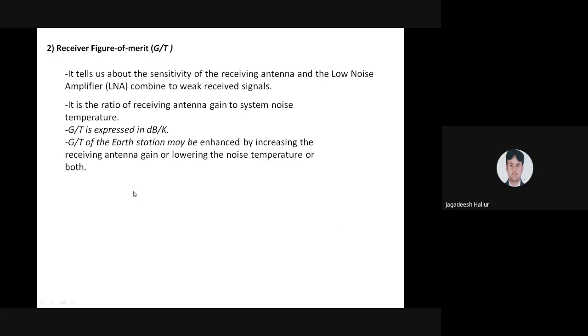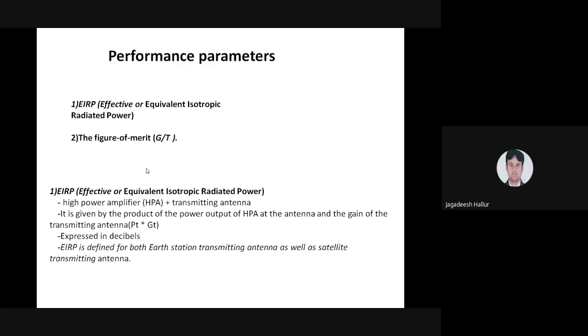Similarly, the gain to noise temperature ratio may be enhanced by increasing the receiving antenna gain or lowering the noise temperature, or both. These two parameters are very important while designing the earth station. While designing the earth station, first, your architecture is very important. Once the architecture has been designed, the second important point is your supporting facilities.